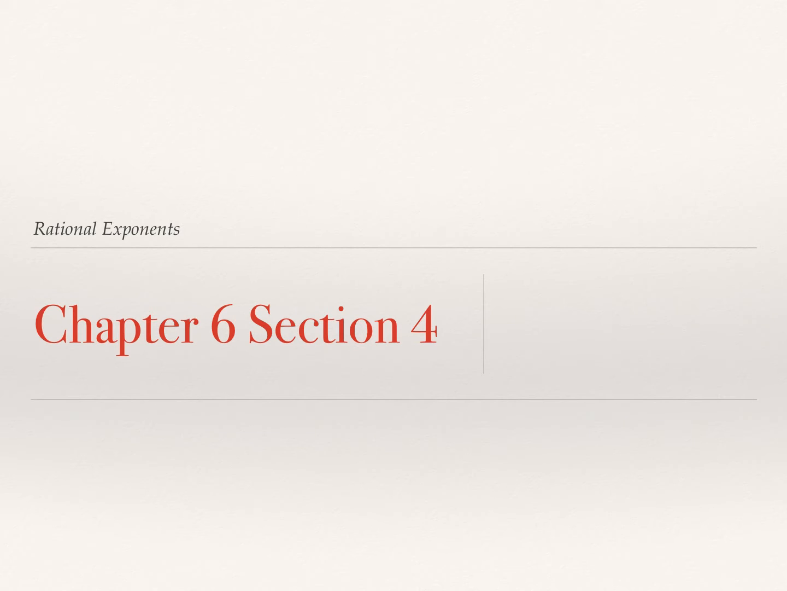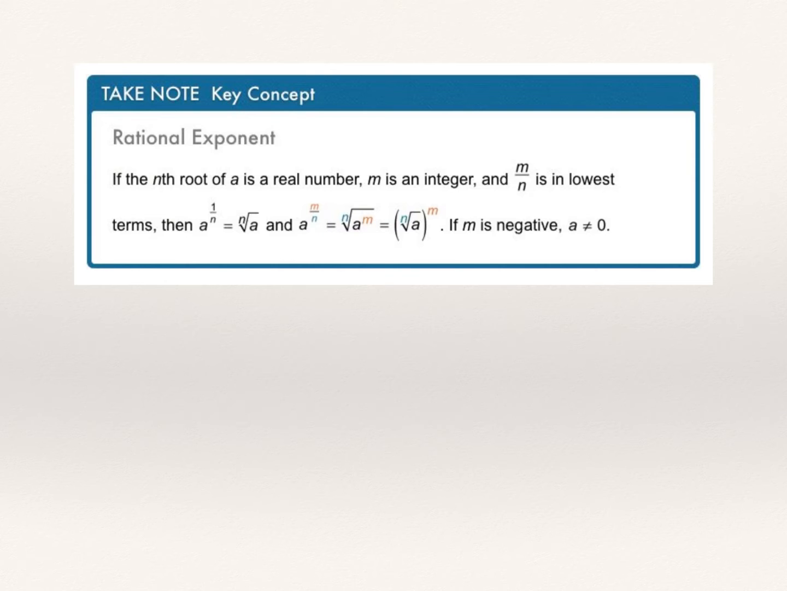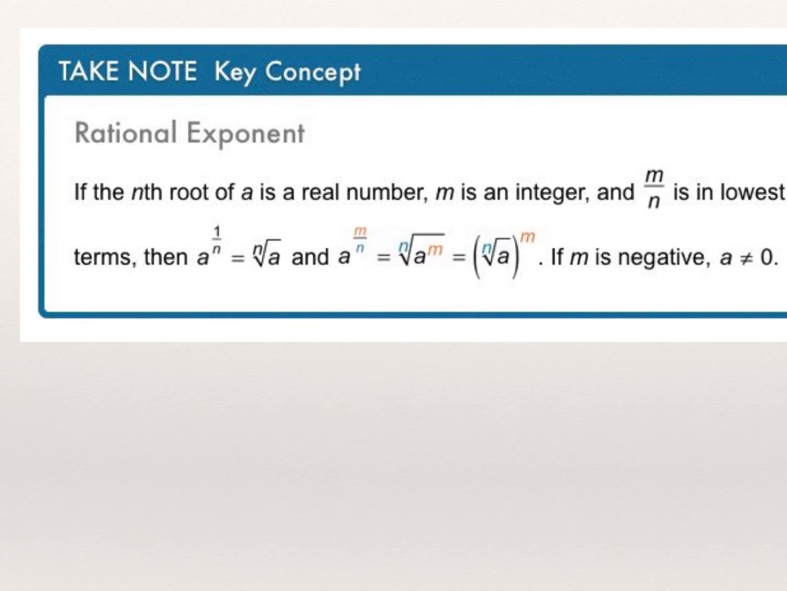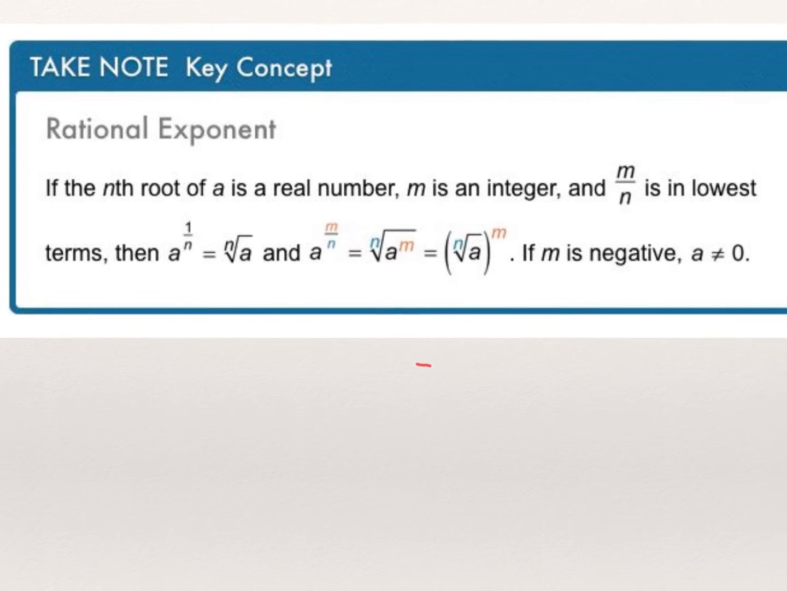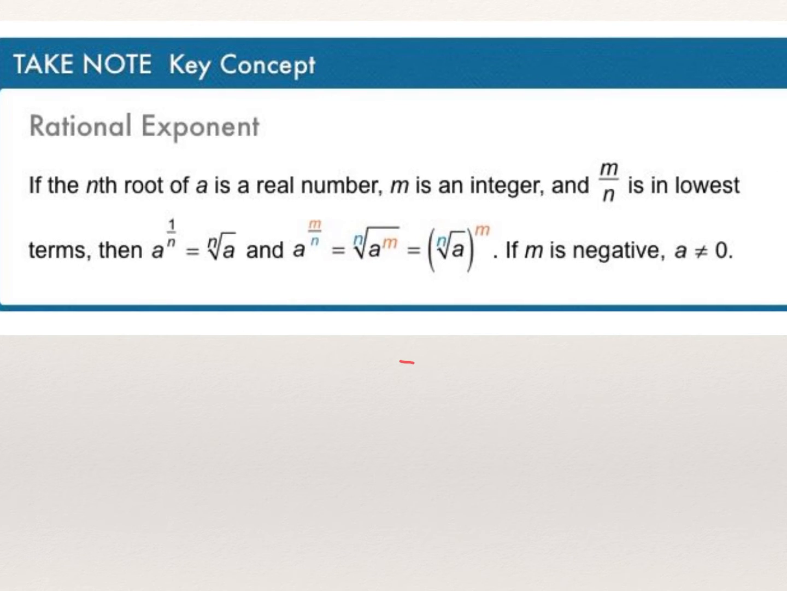All right, 6.4, we're dealing with rational exponents. All of the stuff that we're doing in 6.4, we have done, and it was actually on your quiz, so it's kind of just a refresher. If the nth root of a is a real number, m is an integer, and m over n is in lowest terms, then a to the 1 over n is equal to the nth root of a.